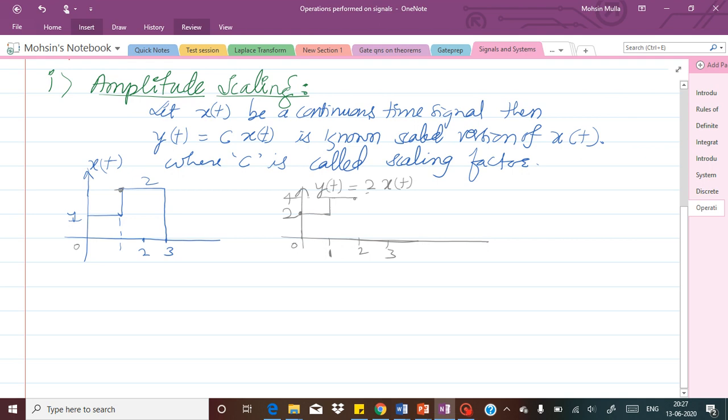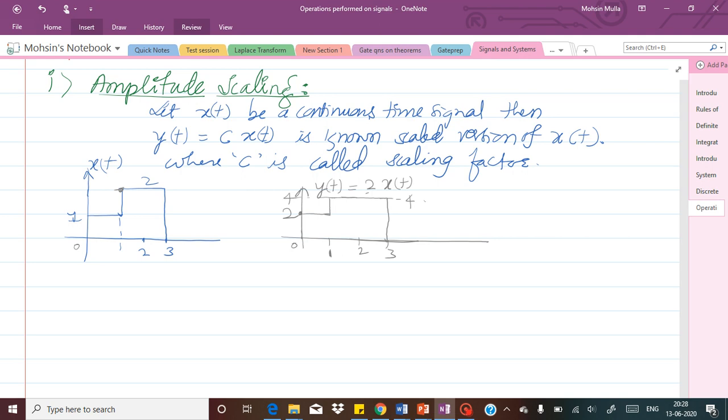So this signal is going to be 4 up to instant 3, as it is indicated. Here you can try to understand this magnitude is now changed to magnitude 4. That is what the scaling operation on the amplitude is.